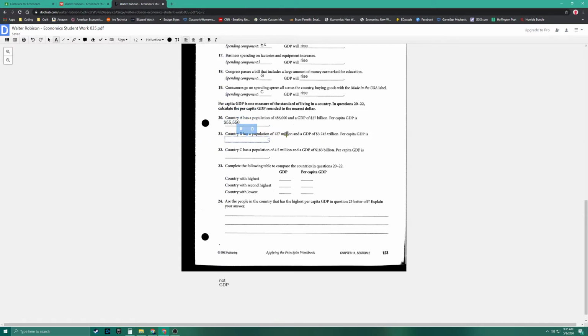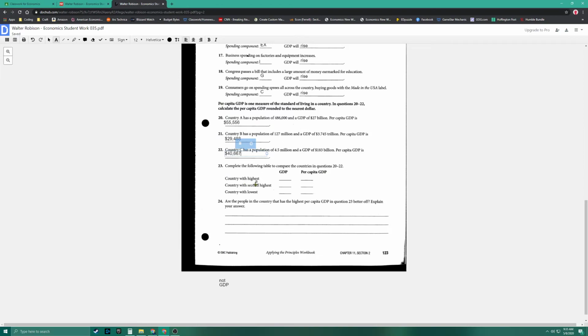It's got a population of 127 million and a gross domestic product of $3.745 trillion. And you get, make sure you use the dollar sign, guys, $29,488. Country C has a population of 4.5 million and a gross domestic product of 183 billion. Okay, do the same thing that we did already, and you end up getting $40,667. All right, complete the following table to compare the countries, questions 20 to 22.